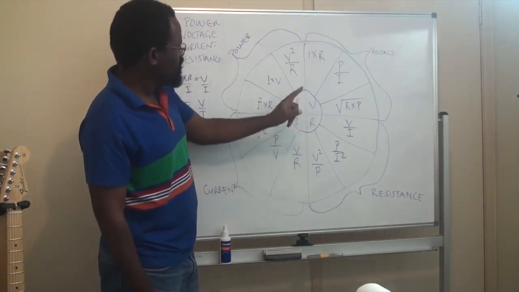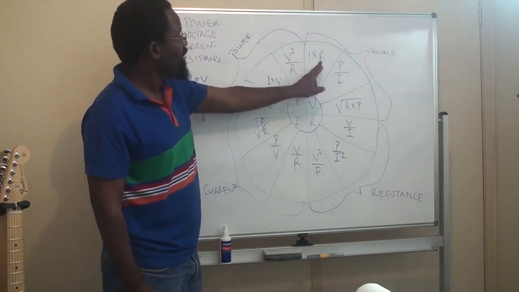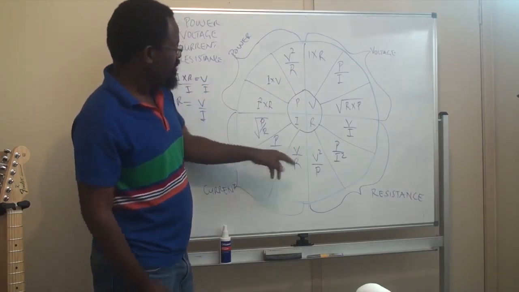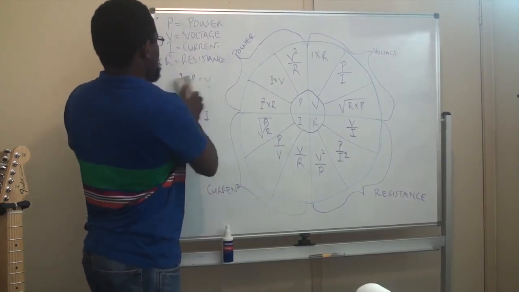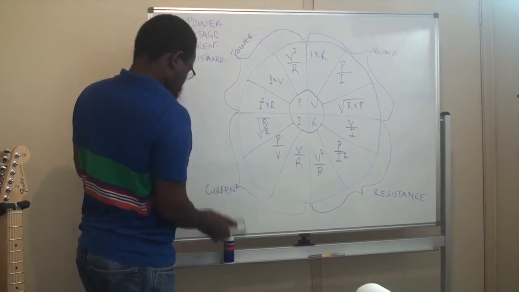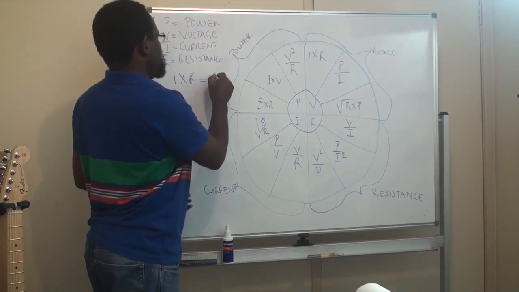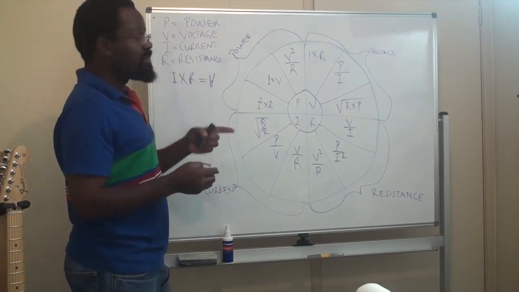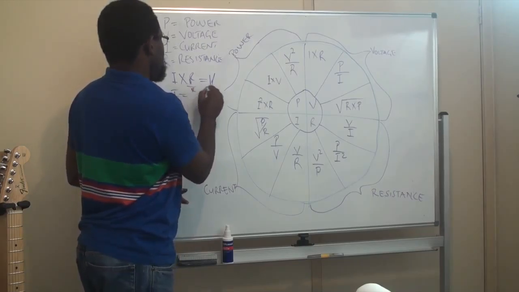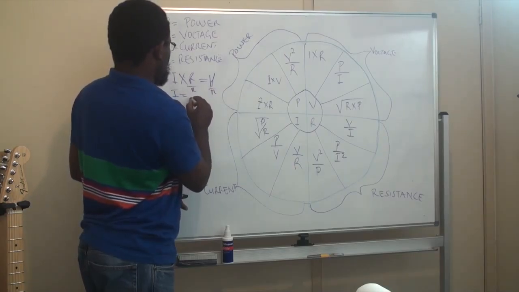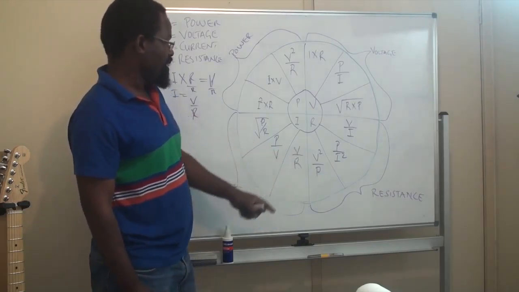For current, there's one thing we want to derive. We know that current times R is equal to voltage. So I times R is equal to voltage. Let's make I the subject of the formula. We divide both sides by R, so I is equal to V over R. That's what we have here.